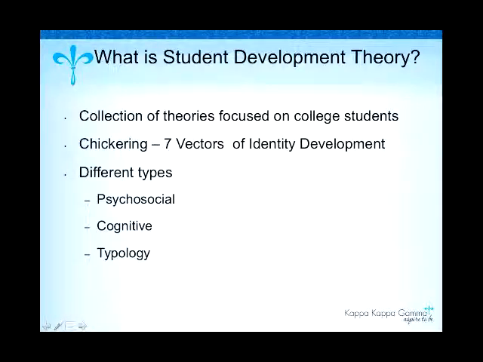And again, Chickering believes that these students will walk through these 7 vectors at different rates in various orders, but throughout their time through identity development. So the first vector is developing competence, and competence can be intellectual, physical, interpersonal. Vector 2 is managing emotions, so the student's ability to recognize and accept emotions and express and control them.